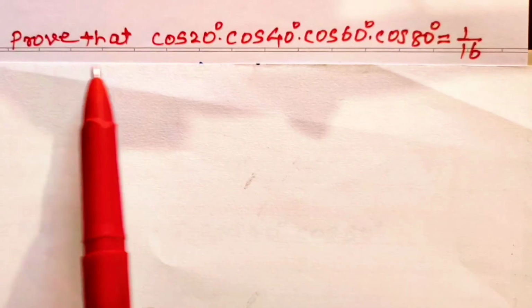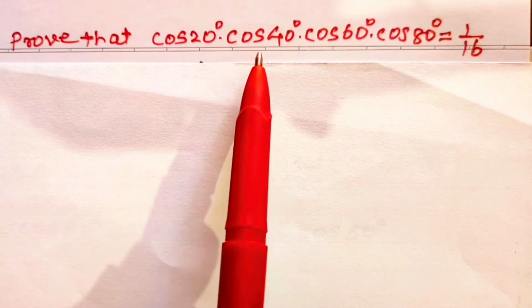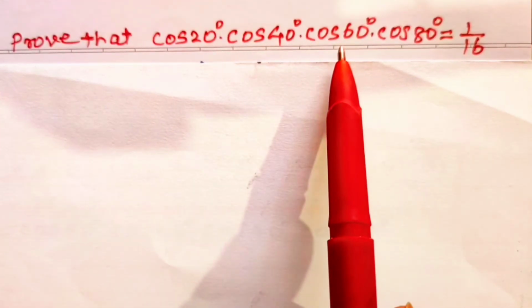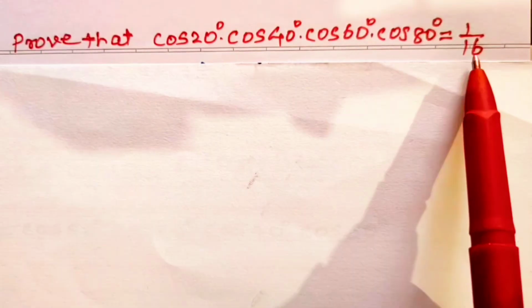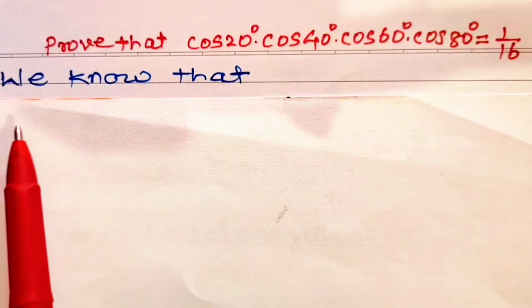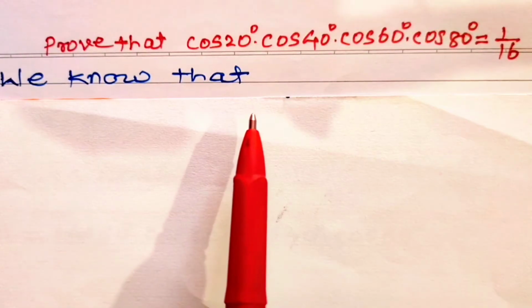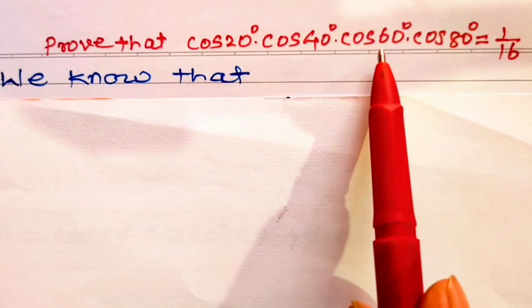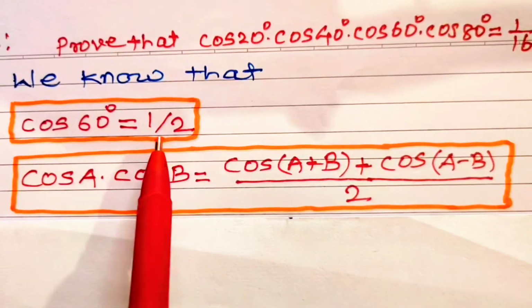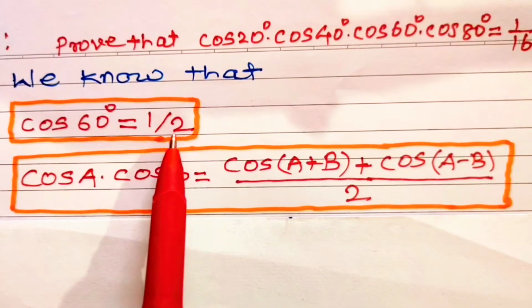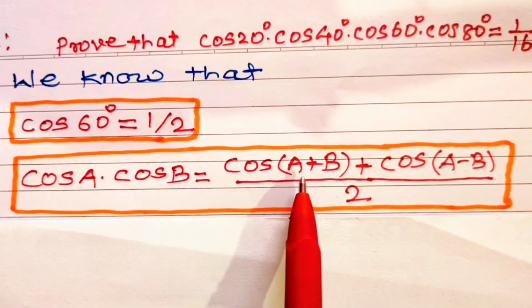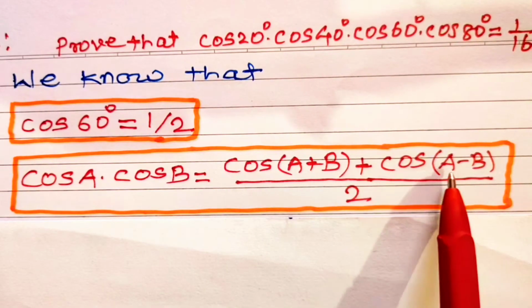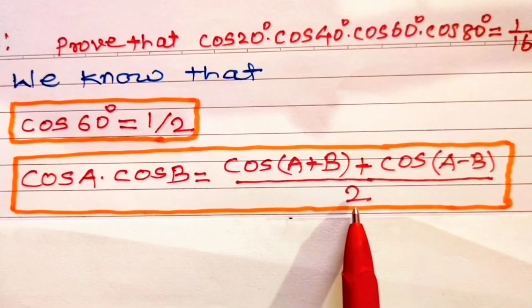Next sum. Prove that cos of 20 degree into cos of 40 degree into cos of 60 degree into cos of 80 degree is equal to 1 upon 16. To prove this statement, we must know the formula and trigonometrical value of cos 60 degree. Cos 60 degree is equal to 1 upon 2, and cos A into cos B is equal to cos of A plus B plus cos of A minus B, all divided by 2.